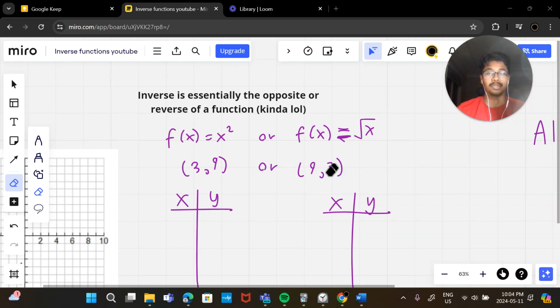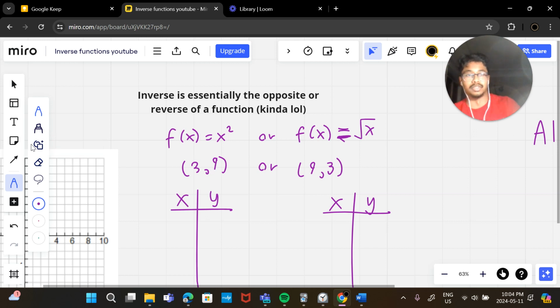Okay, so in this video, I'm going to explain inverse functions and the basics of it, and skip over all of the unimportant stuff. So first of all, what is an inverse function? An inverse function is essentially the opposite or the reverse of a function. I feel like it's not too important to actually understand that, but it's more important to understand these other examples that I'm going to go through.